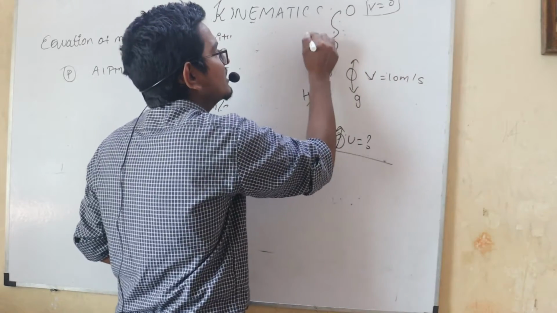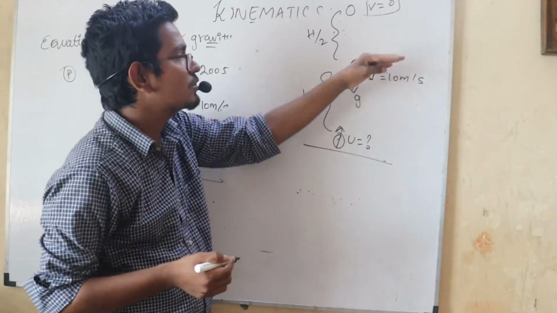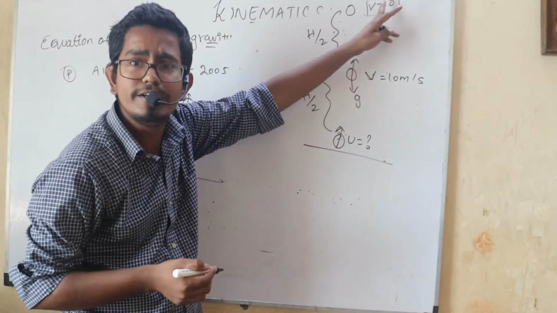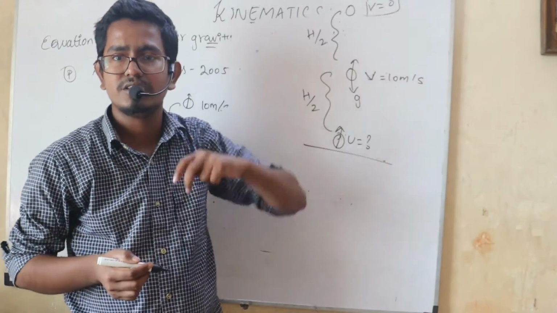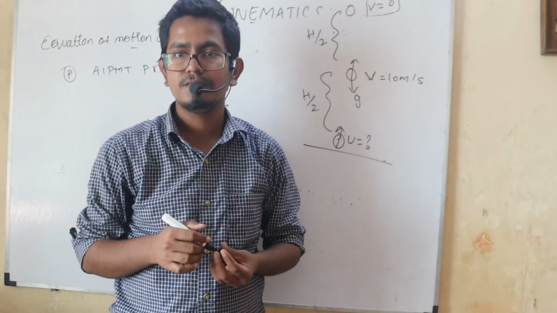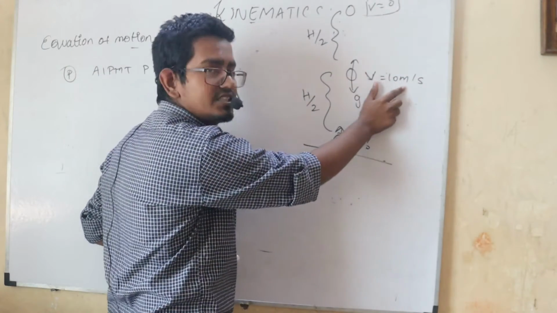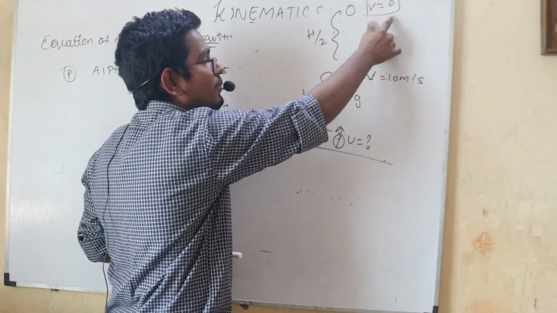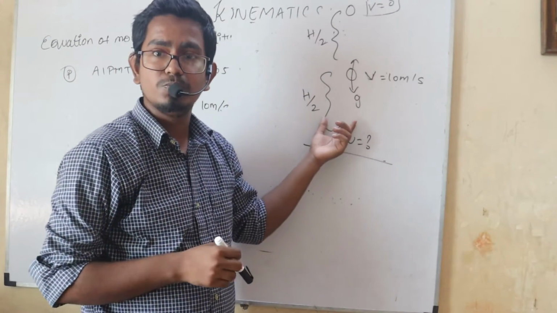From here to here, it is also half height. So from this velocity, as this velocity is going to decrease and become 0, up to that it is covering half the distance of my maximum height. Now I know only these two things. My velocity is 0 at the topmost point, and my velocity is equal to 10 meter per second at a height of h by 2.